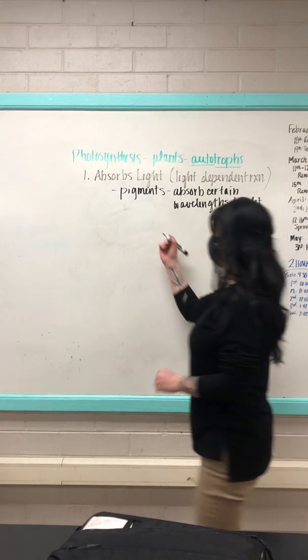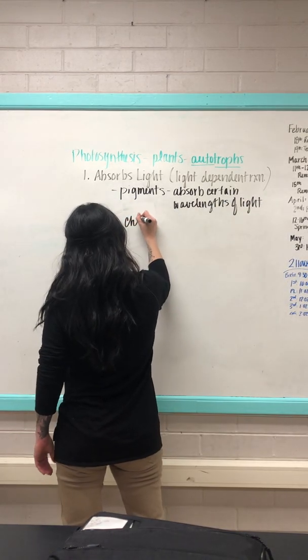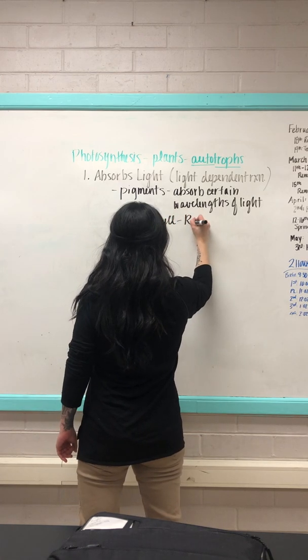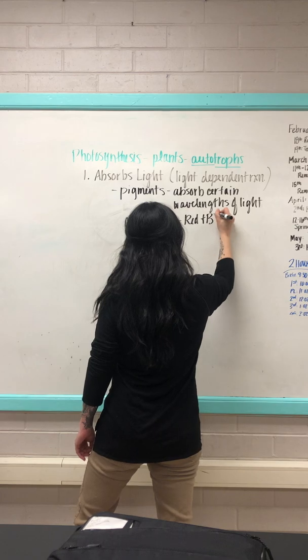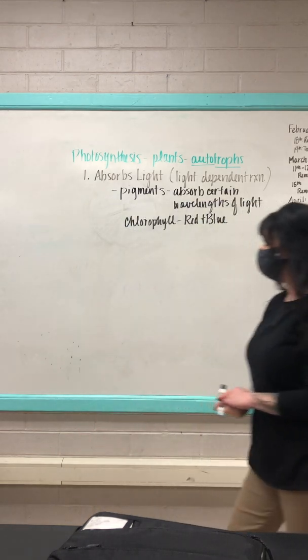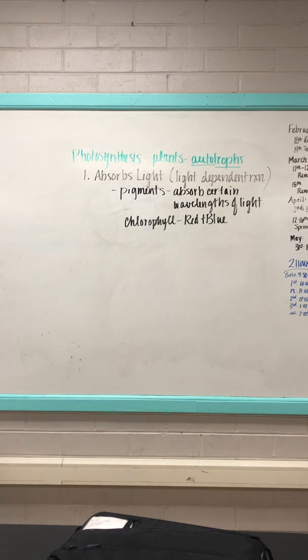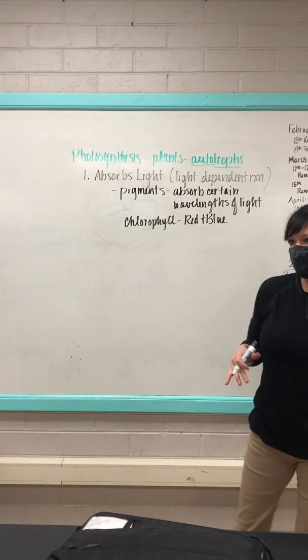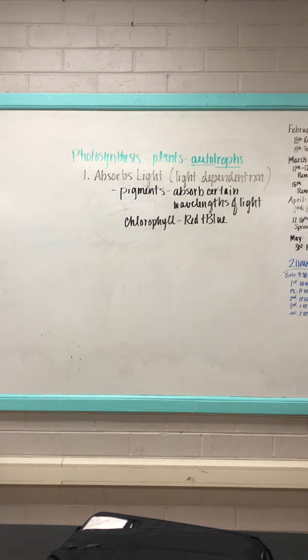Does anyone remember what color wavelength of light chlorophyll absorbs? Red and blue. Why do you see green? Because it reflects it. Because it's reflecting it back. Anytime you're seeing a color, that is what's being reflected back. Okay, so if you're seeing this blue on the board, that's the color that's being reflected back at you. It's not that it's absorbing blue.